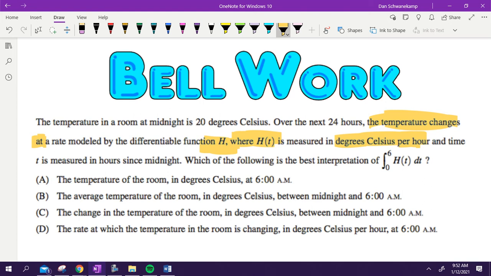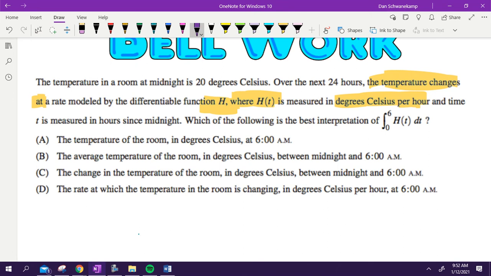Show me with your fingers. 1 for A, 2 for B, 3 for C, 4 for D. What do you got? I'm getting mostly the same answer.